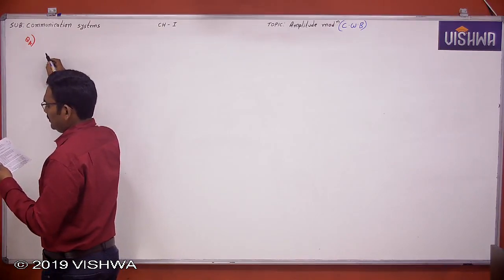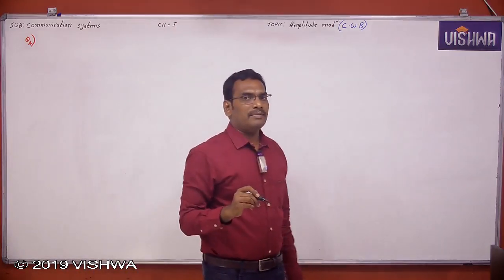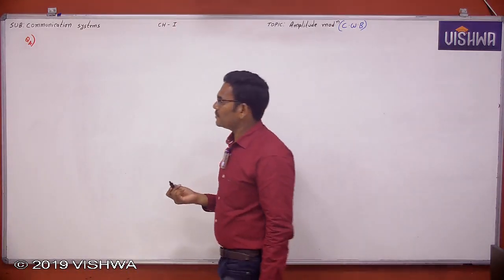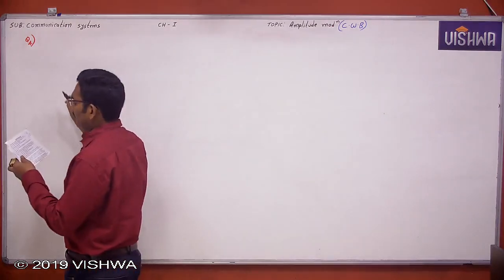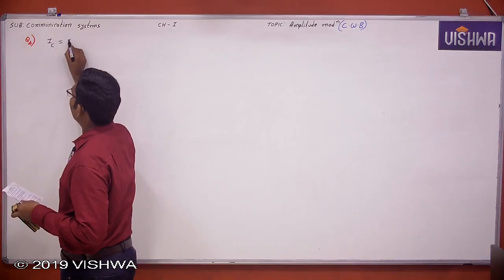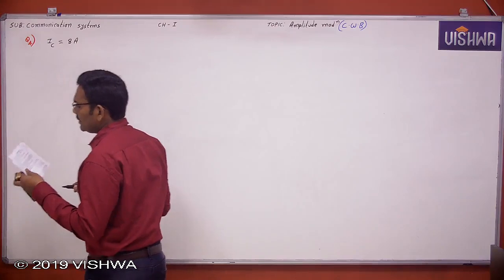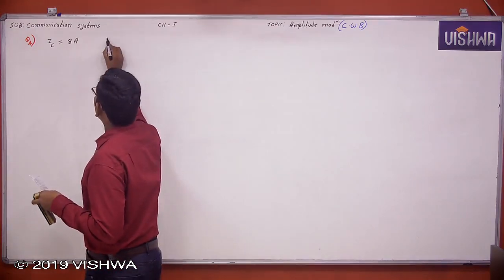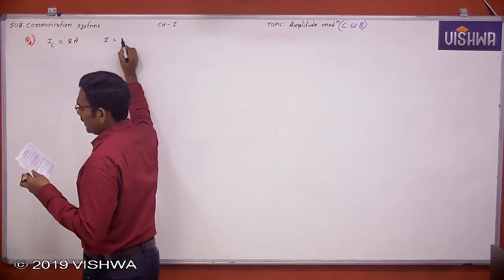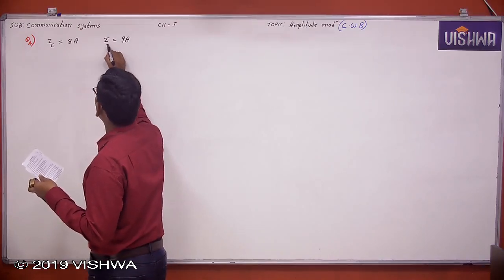An AM transmitter radiates 8 amperes when the carrier is unmodulated. See here what he is asking. An AM transmitter radiates 8 amperes current when the carrier is unmodulated. Unmodulated means before modulation, 8 amps. And it increases to 9 amperes when the carrier is modulated.